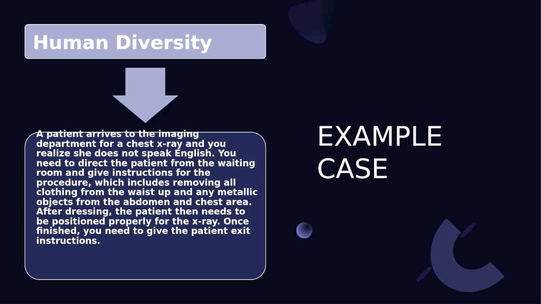You need to direct or take the patient from the waiting room. You need to give instructions for the procedure, and those instructions include removing all of the clothing from the waist up and any metallic objects from the abdomen and chest area. After dressing, the patient then needs to be positioned properly for the x-ray. Once you're finished, you need to give the patient exit instructions.